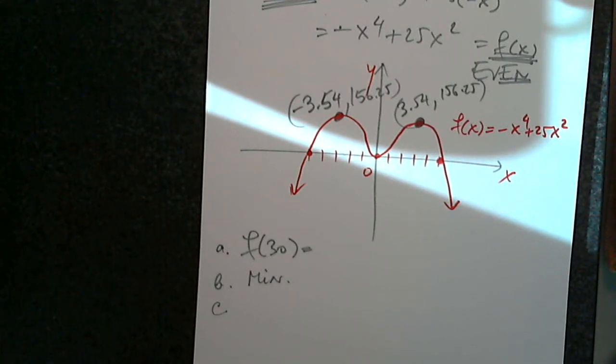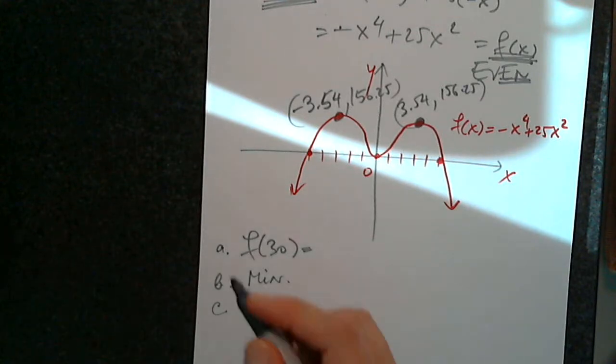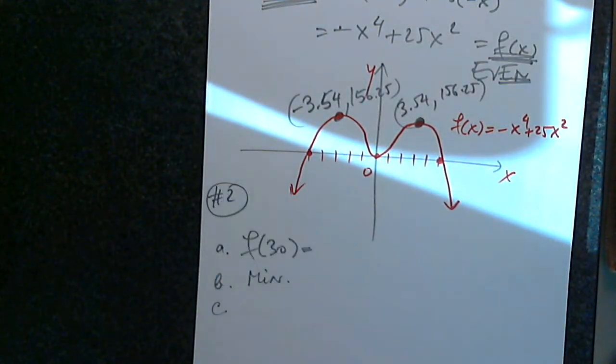Which number are you now? Number 2. That's okay. We're going to find f of 30 in a minute. We're going to look at the graph in part B, but let's finish part C. Can anyone give us the horizontal asymptote?